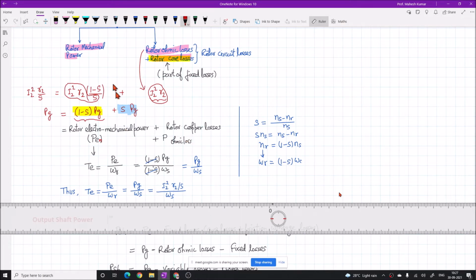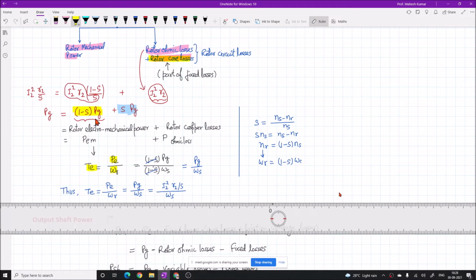Okay, or you can say PEM plus P ohmic losses, PEM plus P ohmic losses. And from this electromechanical power, the electromagnetic torque is developed, TE or TEM, given by PEM by omega r. Omega r is the speed of the rotor, the angular speed of the rotor. So this electromagnetic torque can be written as P by omega r.